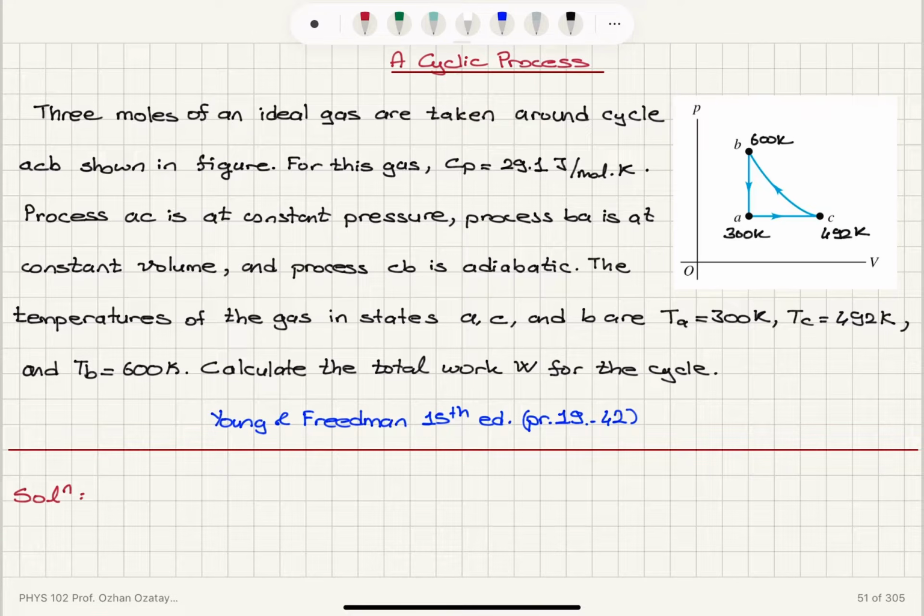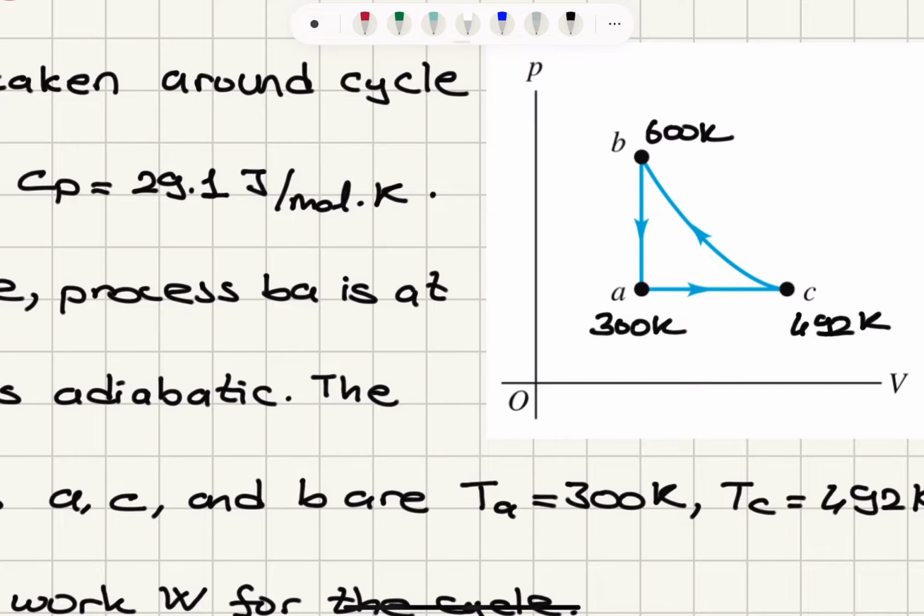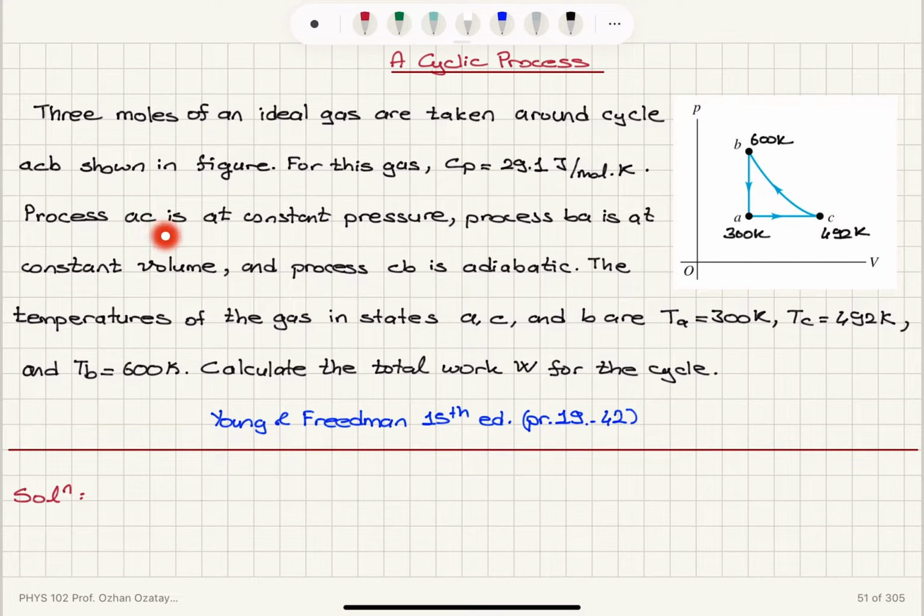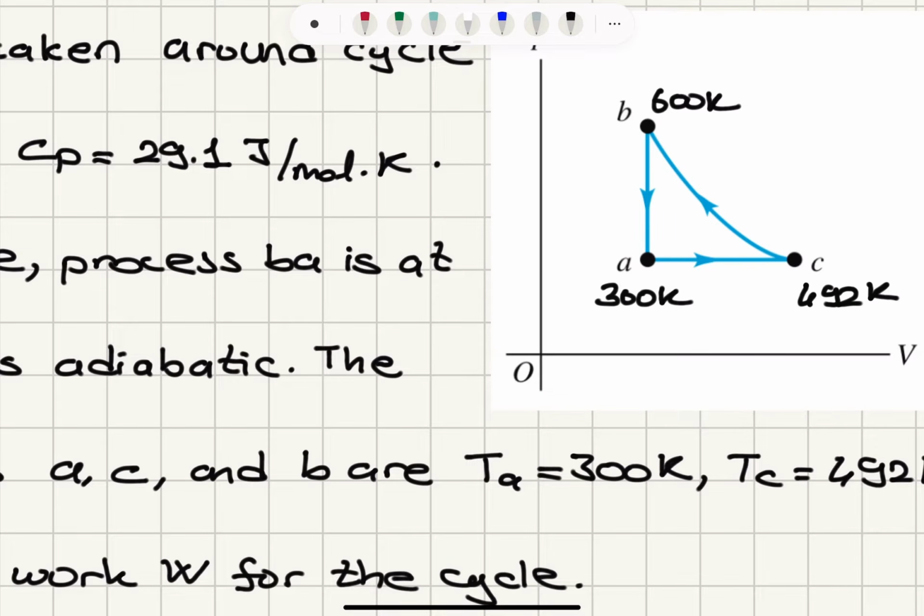A cyclic process. 3 moles of an ideal gas are taken around cycle ACB shown in figure. So you can see we start with constant pressure, then we have the process from C to B and B to A is at constant volume. Process A to C is at constant pressure. Process B to A is at constant volume, and process C to B we learn is adiabatic process.